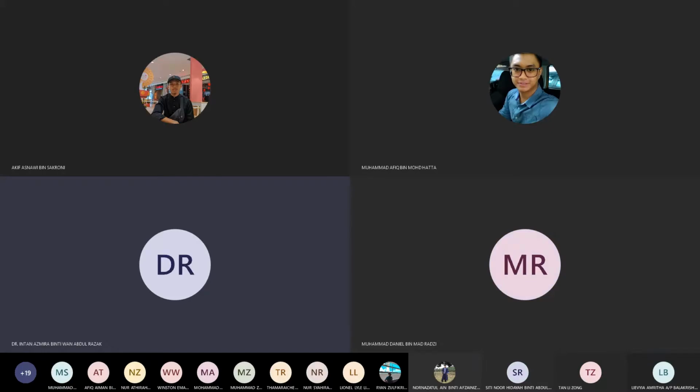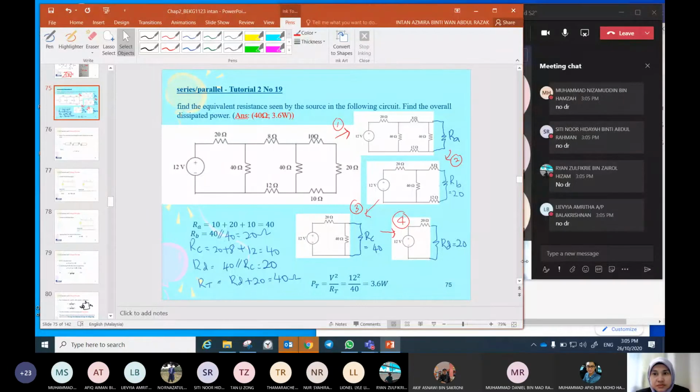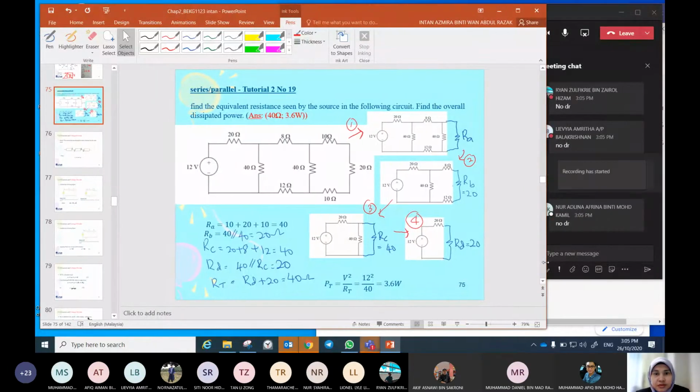Okay, so let's try this example. This is tutorial 2 number 19. This is the circuit. Find the equivalent resistance seen by the source. This is the source, so meaning that the R total of the circuit. And then find the overall dissipated power, meaning that the overall power.